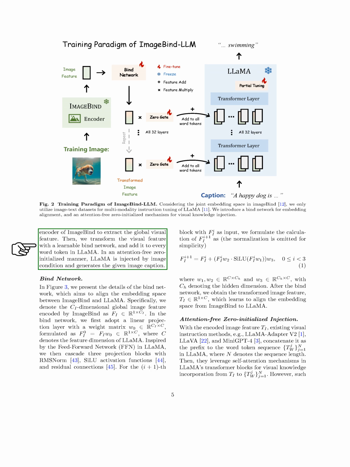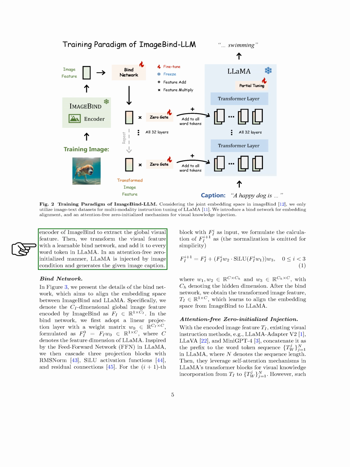This visual feature is then transformed by a learnable network, which we call the bind network, and added to every word token in LLaMA. LLaMA, initialized in an attention-free zero-initialized manner, is then conditioned by the image and generates the given image caption.